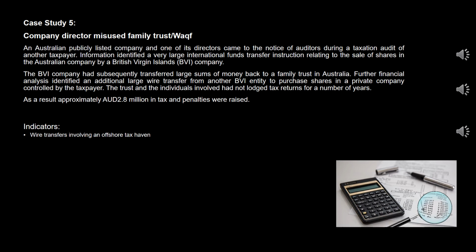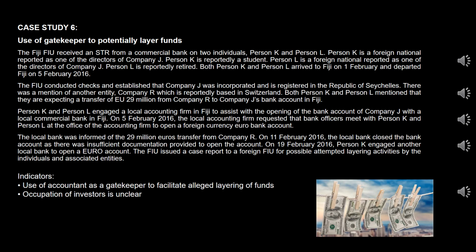Further financial analysis identified an additional large wire transfer from another BVI entity to purchase shares in a private company controlled by the taxpayer. The trust and the individuals involved had not lodged tax returns for a number of years. As a result, approximately $2.8 million in tax and penalties were raised. Use of gatekeeper to potentially layer funds.